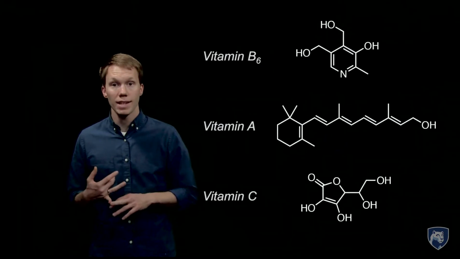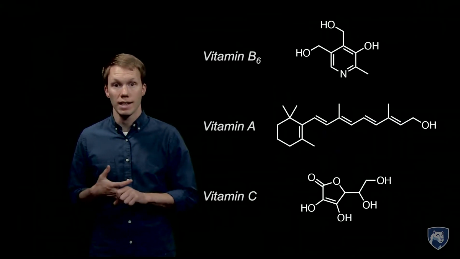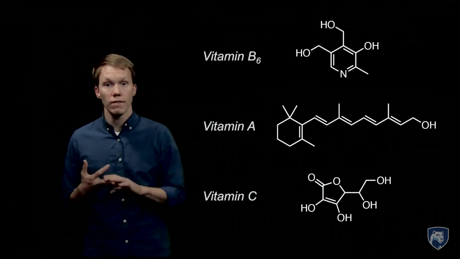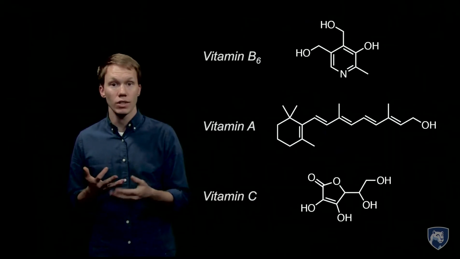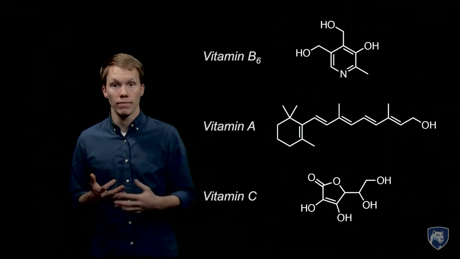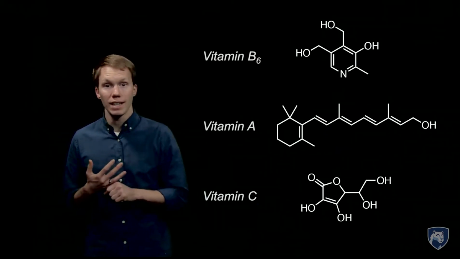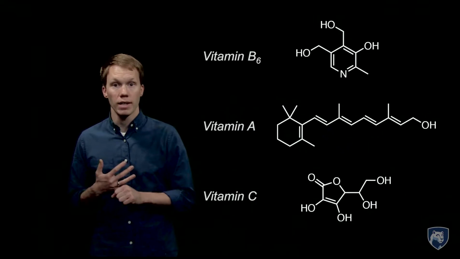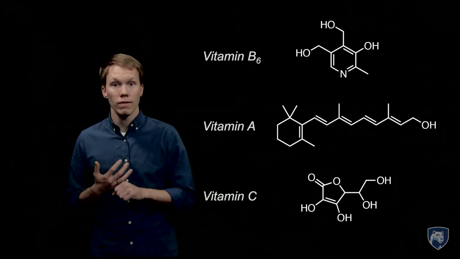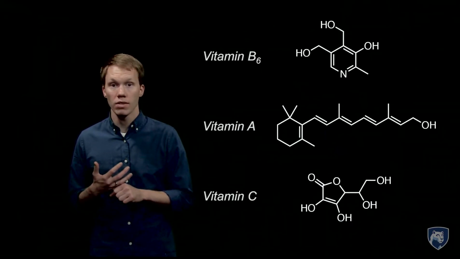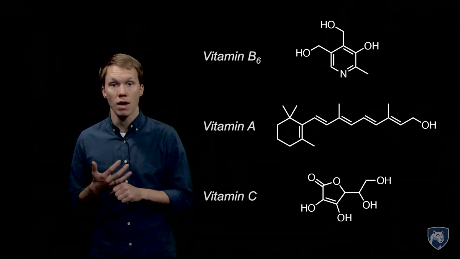Take a look at these three vitamin structures: vitamin B6, vitamin A, and vitamin C. Two of these drugs, if taken in excess, will be excreted no problem through the urine. But one of these is fat soluble and can accumulate to toxic levels in your body. Can you identify which one of these molecular structures corresponds to the one that is most soluble in nonpolar fats?